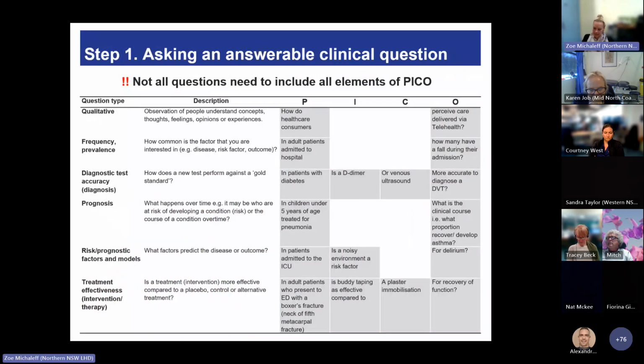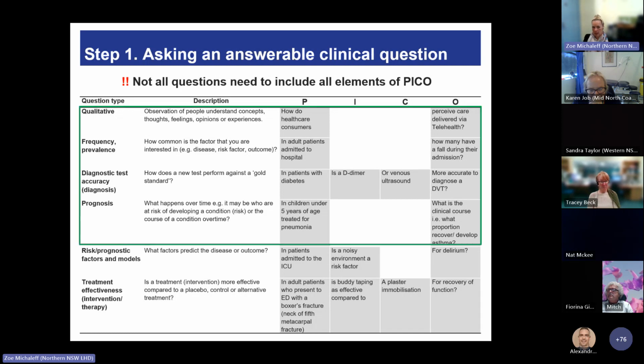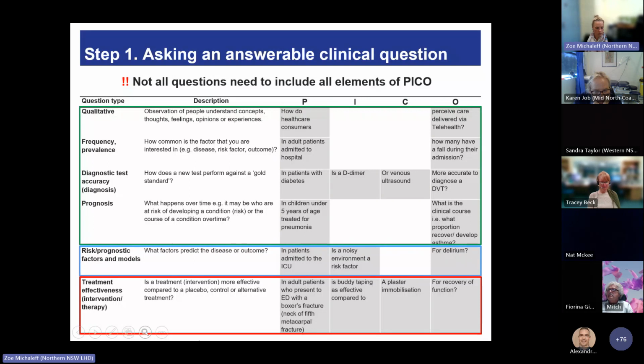So coming back to this table, hopefully it makes a bit more sense now in terms of the relevant elements of the PICCO framework that are necessary to ask an answerable clinical question. And as we've seen, the relevant elements of the PICCO framework depend on the type of question that you're asking, if that question is descriptive, predictive, or about causation, so treatment effectiveness.